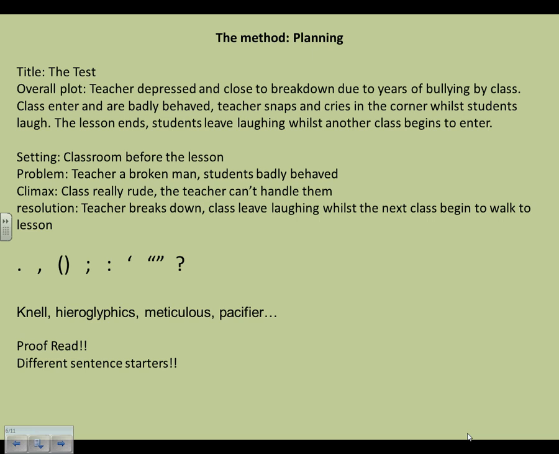So what I would do in that instance is I would number the different sections. So I'd have climax as number 1, then setting as 2, problem as 3, climax as 4 as well, and then resolution as 5. I've included all the different types of punctuation, and as I write, what I'll do is I'll put a line through each piece of punctuation. And hopefully, when I go to proofread my work at the end, I'll have a line, at least one line, through each piece of punctuation. If I haven't done that, then I know I need to go back and include some of them.